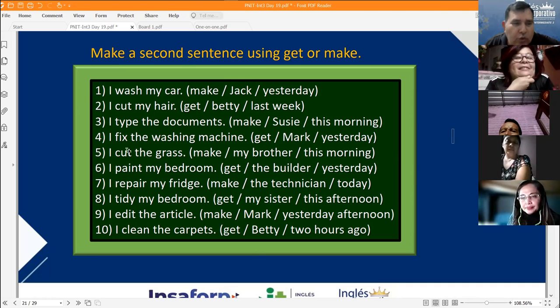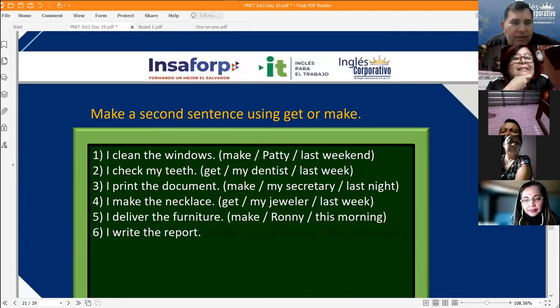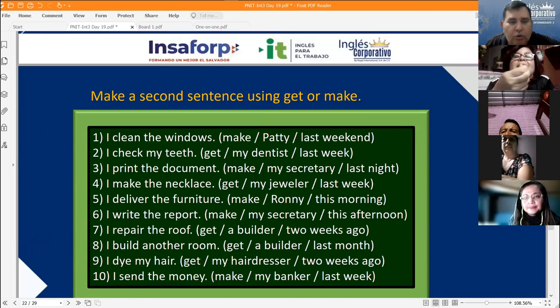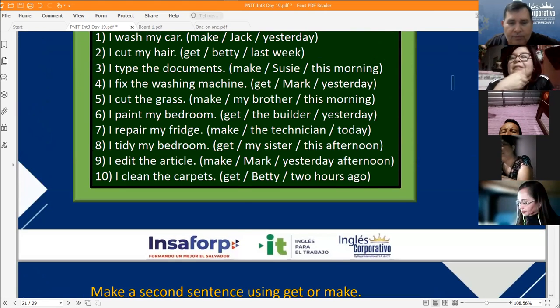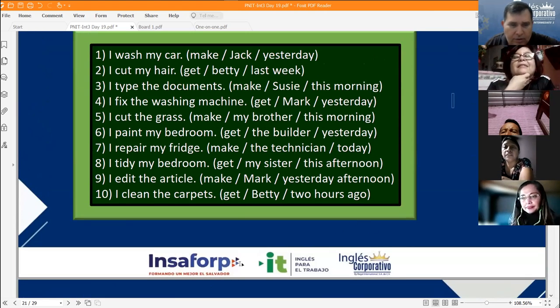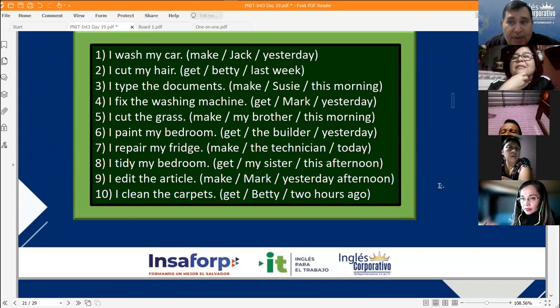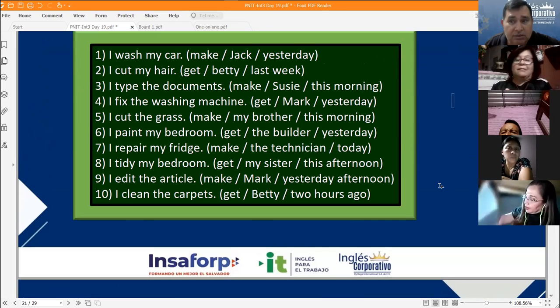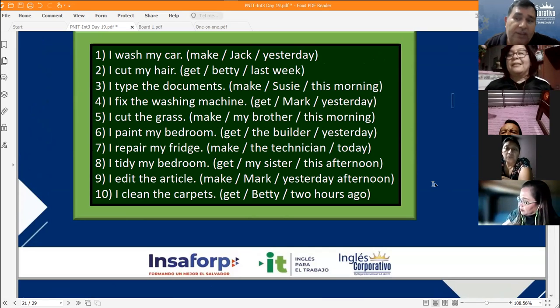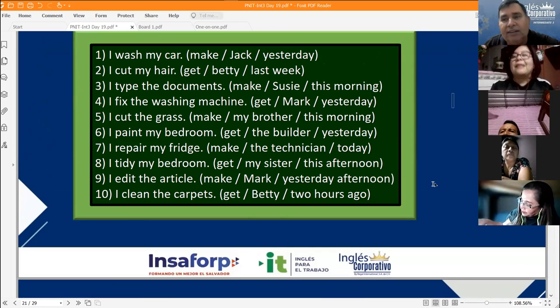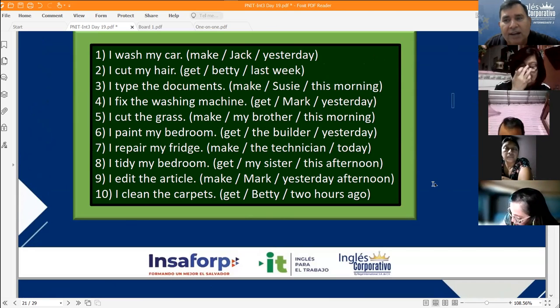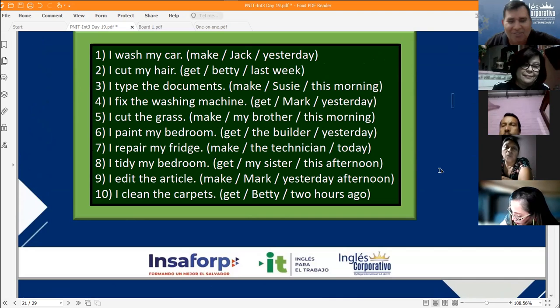All right. Now you will do the others, these ones and these ones in the group. Teacher, tell me, how is the pronunciation of "got"? "Got" is the past tense of get. The other is "made," and this is "got." Okay.